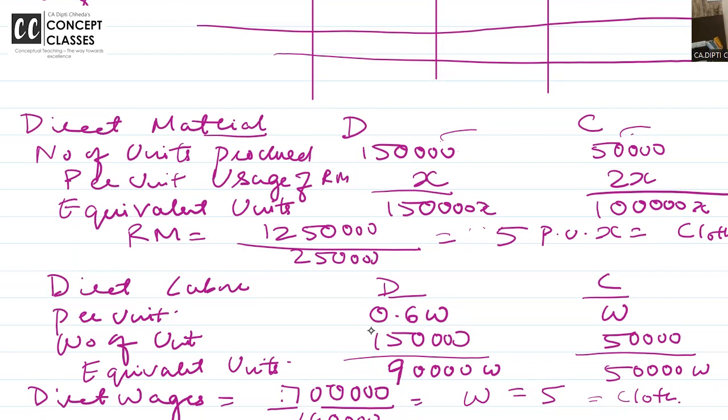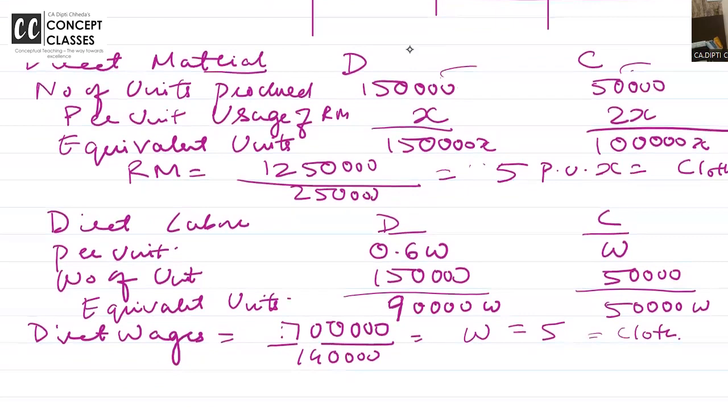I want a message from all of you. Is this clear or not? Have you written the working? Have you followed it? Maybe some of you are doing it for the first time. But is it clear or not? 150,000 units are using X raw material. Then 50,000 are using double. So X is 5 per unit. Cost per unit for disposable is 5. So for cloth, it will be 10. Is it very easy?